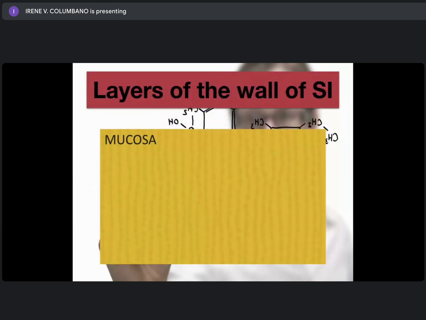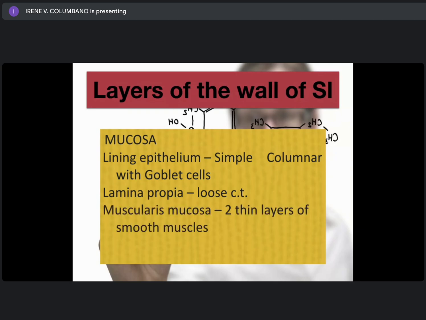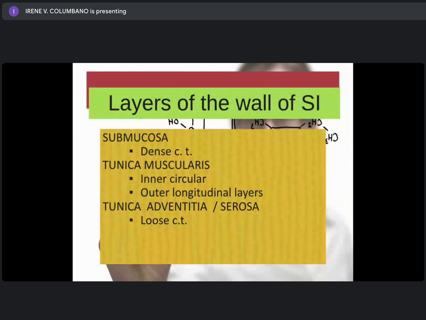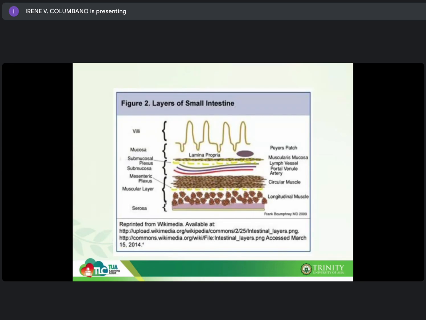So layers of the walls of the small intestine, same pa din, mucosa, submucosa, di ba? So yung mucosa is made up of simple columnar with goblet cells. Lamina propria, loose connective tissue. Dalawa lang sa muscularis mucosa niya. Submucosa, dense connective tissue, you have your inner circular and outer longitudinal layer for the muscularis area. And kung sa submucosa is made up of dense connective tissue, sa tunica adventitia or serosa, it is made up of loose connective tissue. So ito lang ating small intestine and its layers.